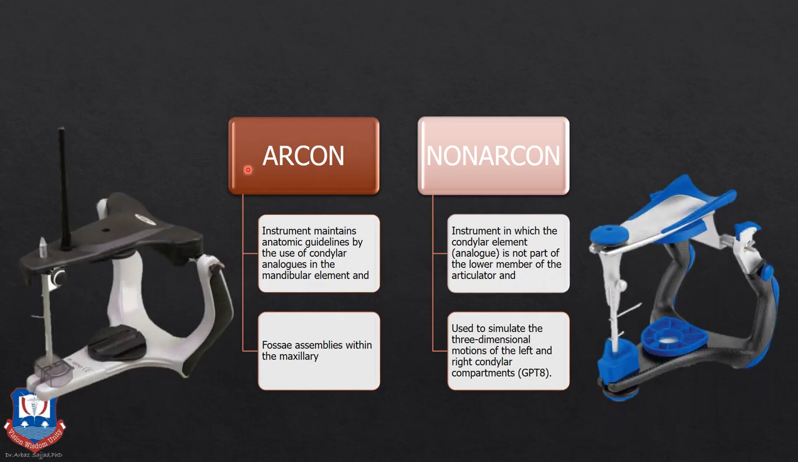Arcon articulators are the type of articulators in which the condylar element, that is the head of the condyle, is in the lower member. Just like in natural dentition, the condyle is attached to the body of the ramus of the mandible, and the articular fossa or glenoid fossa is attached to the maxilla. Similarly, in this we have the condylar element attached to the lower member. In the non-Arcon type of articulator, the condylar element is attached to the upper member. So these are broadly the differences between an Arcon and a non-Arcon type of articulator.